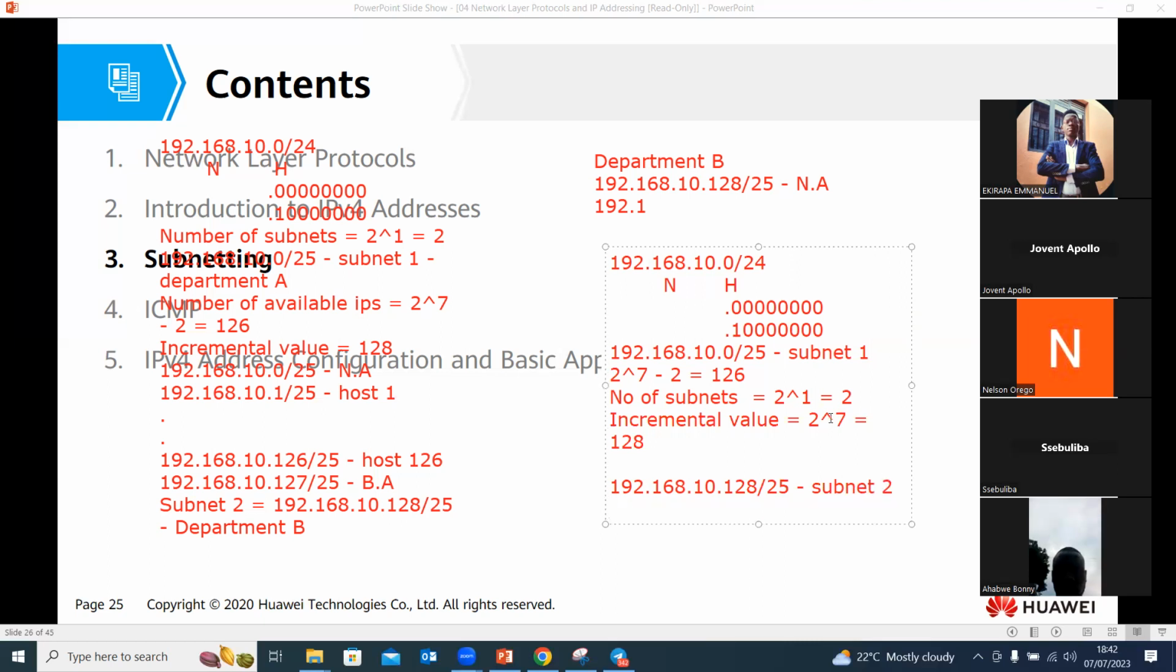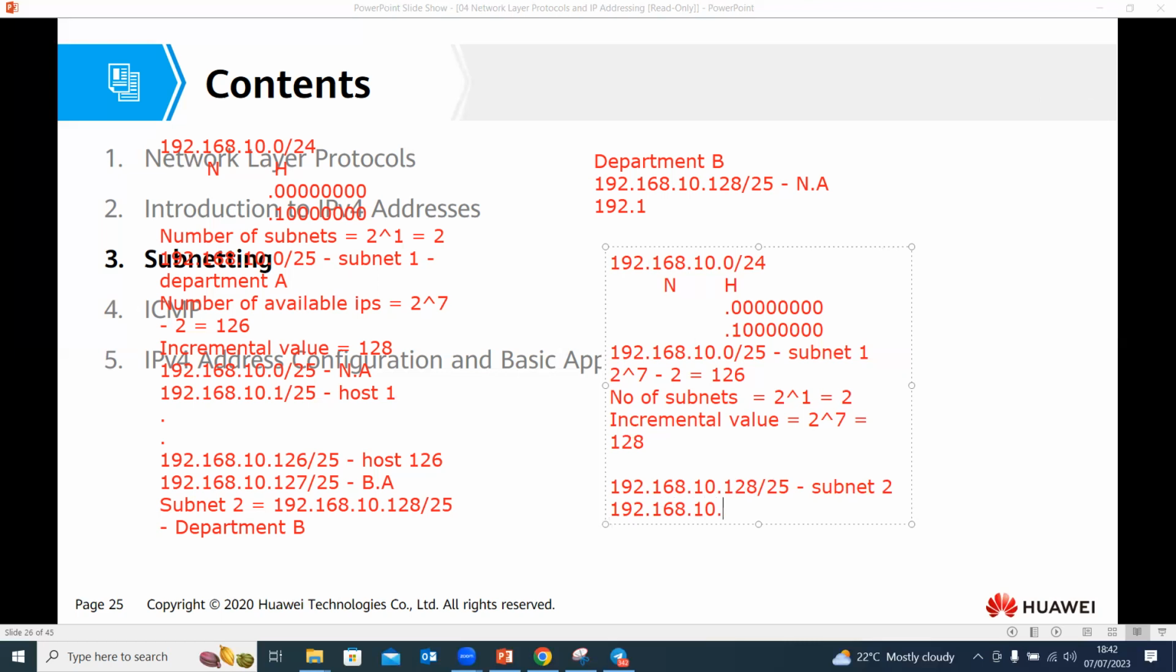So I was emphasizing this, that as you've seen from the first, without subnetting, the network address is always .0, but with subnetting, it can be any other value. From our calculation, you now realize that .128 is the network address for this subnet 2, meaning 192.168.10.128 becomes my network address for department B or subnet 2.